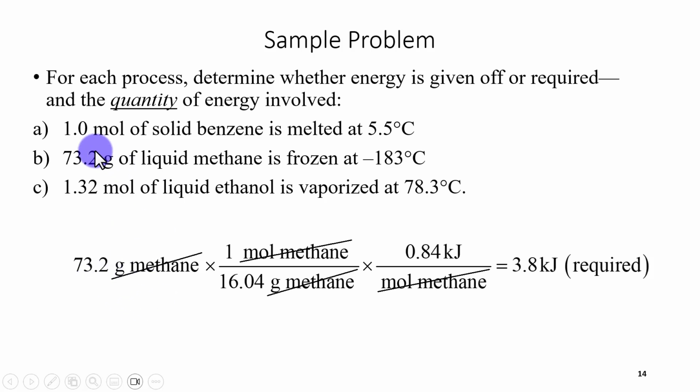So here it is. I take the amount of grams of methane, and I know the molar mass of methane, which is CH4. I could calculate it to be 16.04 grams per mole. So the grams will cancel, leaving me with moles of methane. And then from the table, I know that it takes 0.84 kilojoules to melt 1 mole of methane. And so I can use that value to figure out how much energy is required since I'm melting.